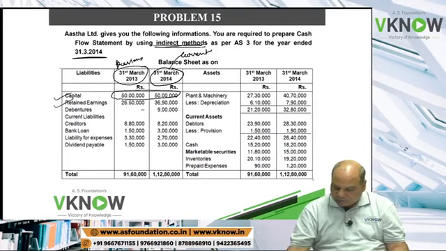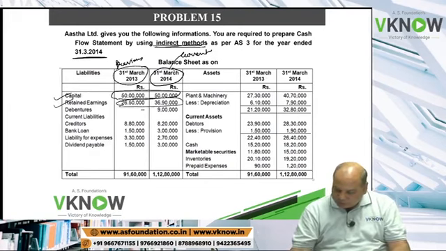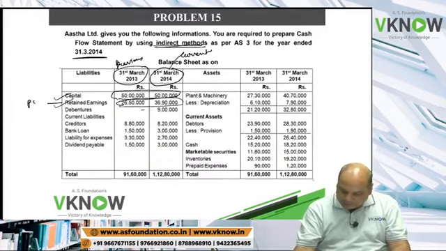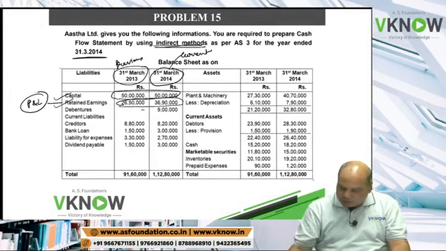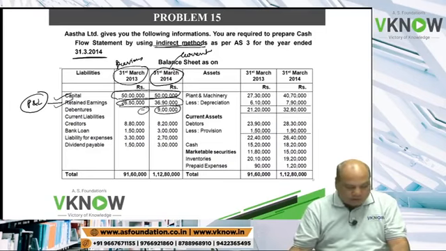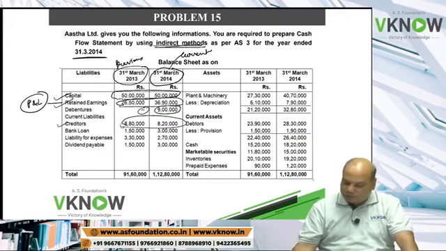Retained earning has some change. Retained earning means P&L account only. Then we have debenture. Debenture was 0. Now debenture has become 9 lakh. Current liabilities, creditor, will go in working capital changes.